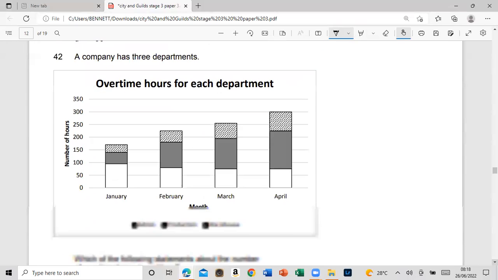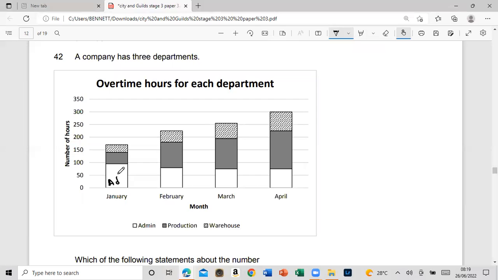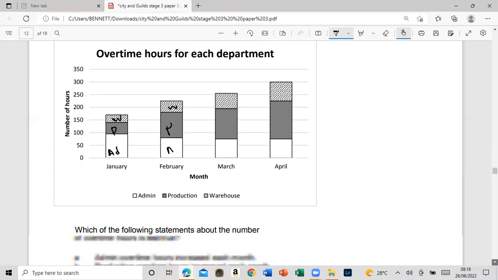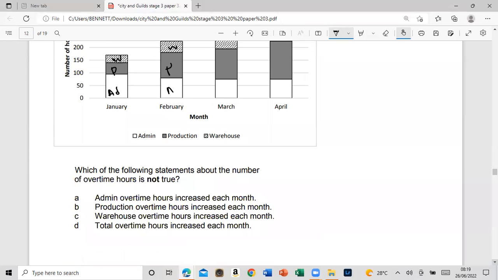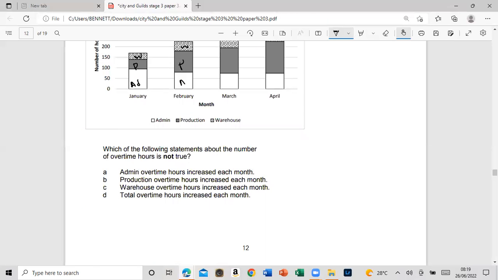Alright. A company has 3 departments. Overtime hours for each department. So this is admin, this is production, and this is a warehouse. So we have an idea. Admin, production, warehouse, right? And then you can look at the question now. So the key is very important. This one says which of the following statements about the number of overtime hours is not true. Listen to what it says now. The question here can be really tricky.